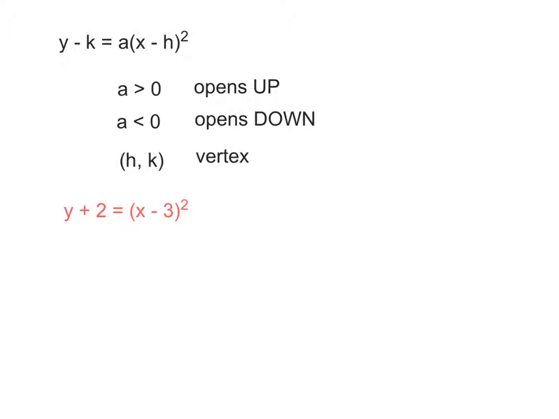So now let's look at a specific example. Let's say I had y plus 2 is equal to the quantity x minus 3 squared. Again, we notice a is, in this case, 1, which is a positive number, so it's going to open up. h is equal to 3. k is equal to minus 2. That means the vertex is going to be at x equals 3, y equals minus 2. And the graph would look something like this.